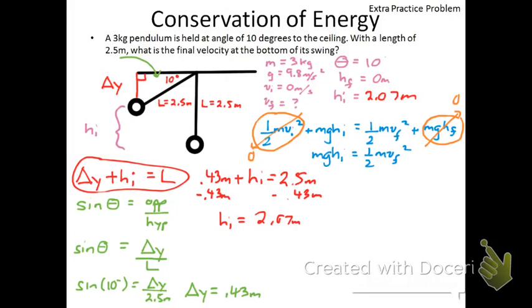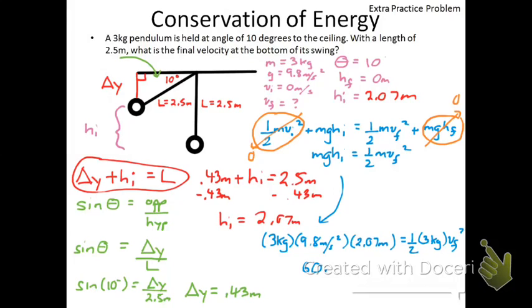And I actually might move my work down here so that I have more room. Okay, this is going to be, let's plug this in, 3 kg times 9.8 meters per second squared times initial height of 2.07 meters equals 1/2 times 3 kg times final velocity squared. Working out the left side of the equal sign here, we're going to get around 60.85, around there, equals 1/2 times 3, you'll get 1.5 v_f squared. And here we're going to divide on both sides by 1.5.